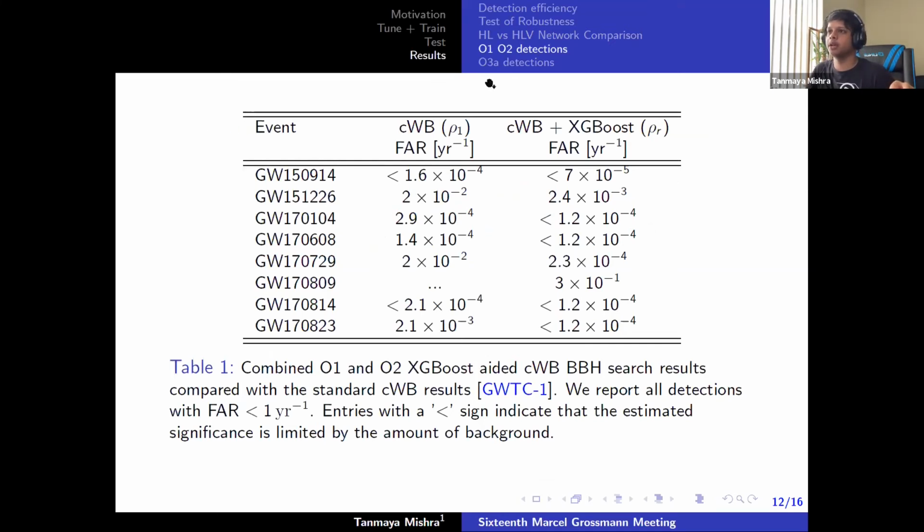This is from the GWTC-1 catalog for the O1 and O2 observing runs. On the left, we have the standard search CWB significance, and on the right, we have the machine learning aided CWB search significance. We can see that for each of these events, we have improved the FAR, we have improved the significance. Moreover, we also recovered GW170809, which was previously missed by the CWB search because of a standard veto.